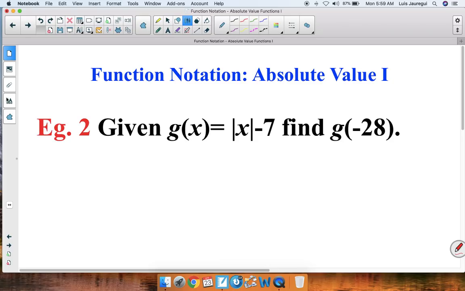Example 2. Given g of x is equal to the absolute value of x minus 7, find g of negative 28. So let's use our first method first. So method 1, description. Now notice that your input is x, and its corresponding output is the absolute value of x minus 7.